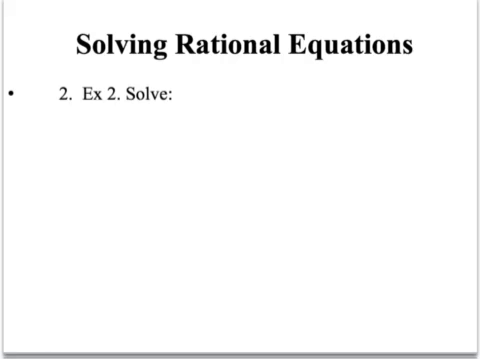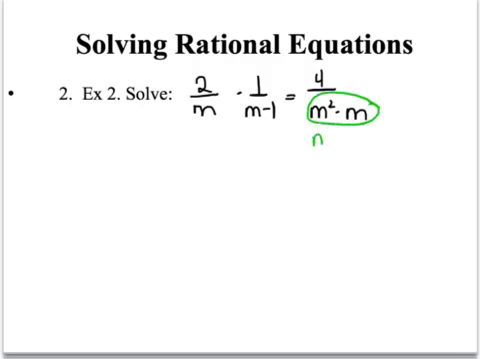So our first example is going to be 2 over m minus 1 over m minus 1. That's going to equal 4 over m squared minus m. Okay, so looking at all the denominators, in order to find out what values to exclude, you need to make sure everything is factored. Well, the last denominator, I can pull out an m from this one right here. And that's going to be m times m minus 1.